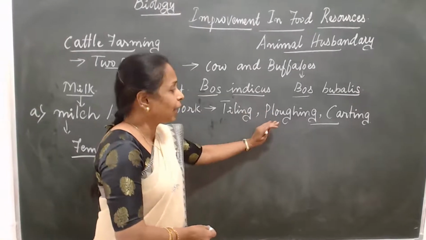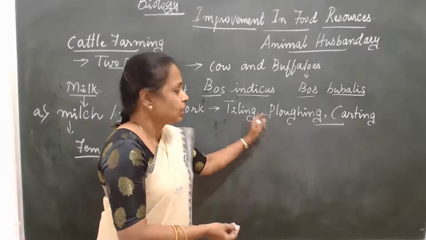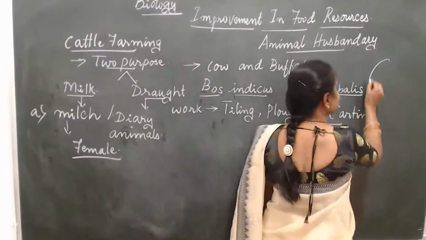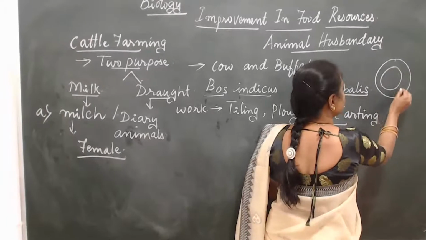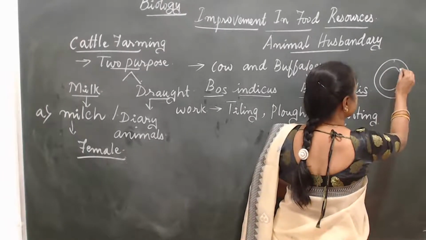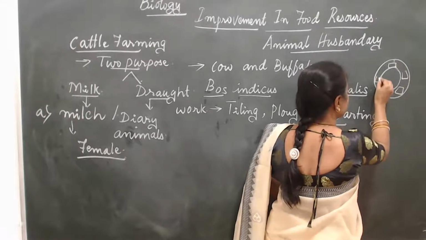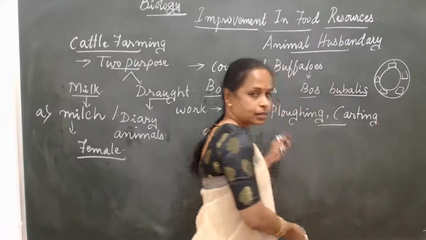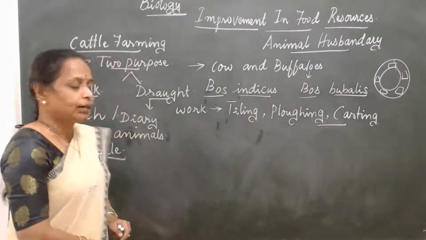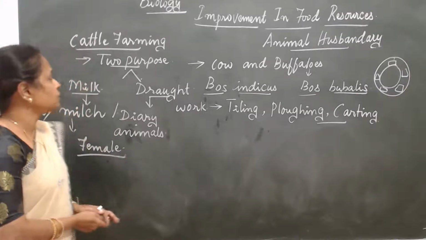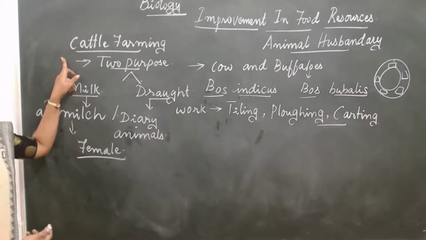So what will happen? Carting is a different process wherein you have the beehive system. This beehive system has small buckets there, and this is taken care of by the animals, and those are the farming processes. I repeat, children, today we are starting with cattle farming.